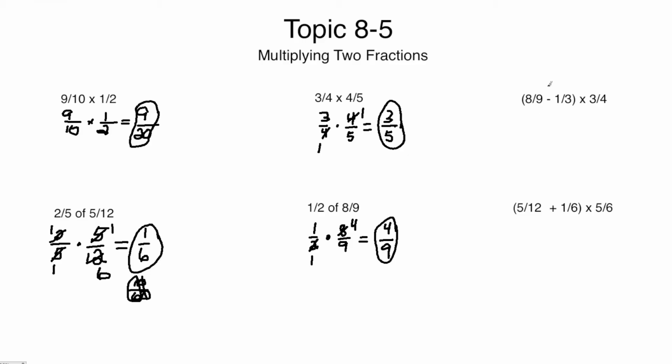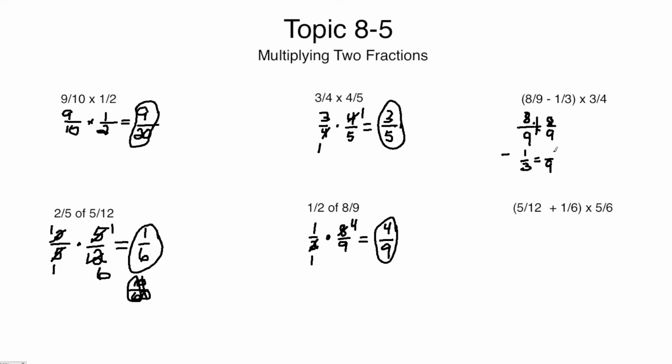Now go ahead and push pause and see what you get for this one. So we have to do what's inside the parentheses first. 8/9 minus 1/3. We don't have a common denominator. So we have to make an equivalent fraction with a common denominator of 9. What are we going to multiply 8/9 by to get a common denominator of 9? 1.